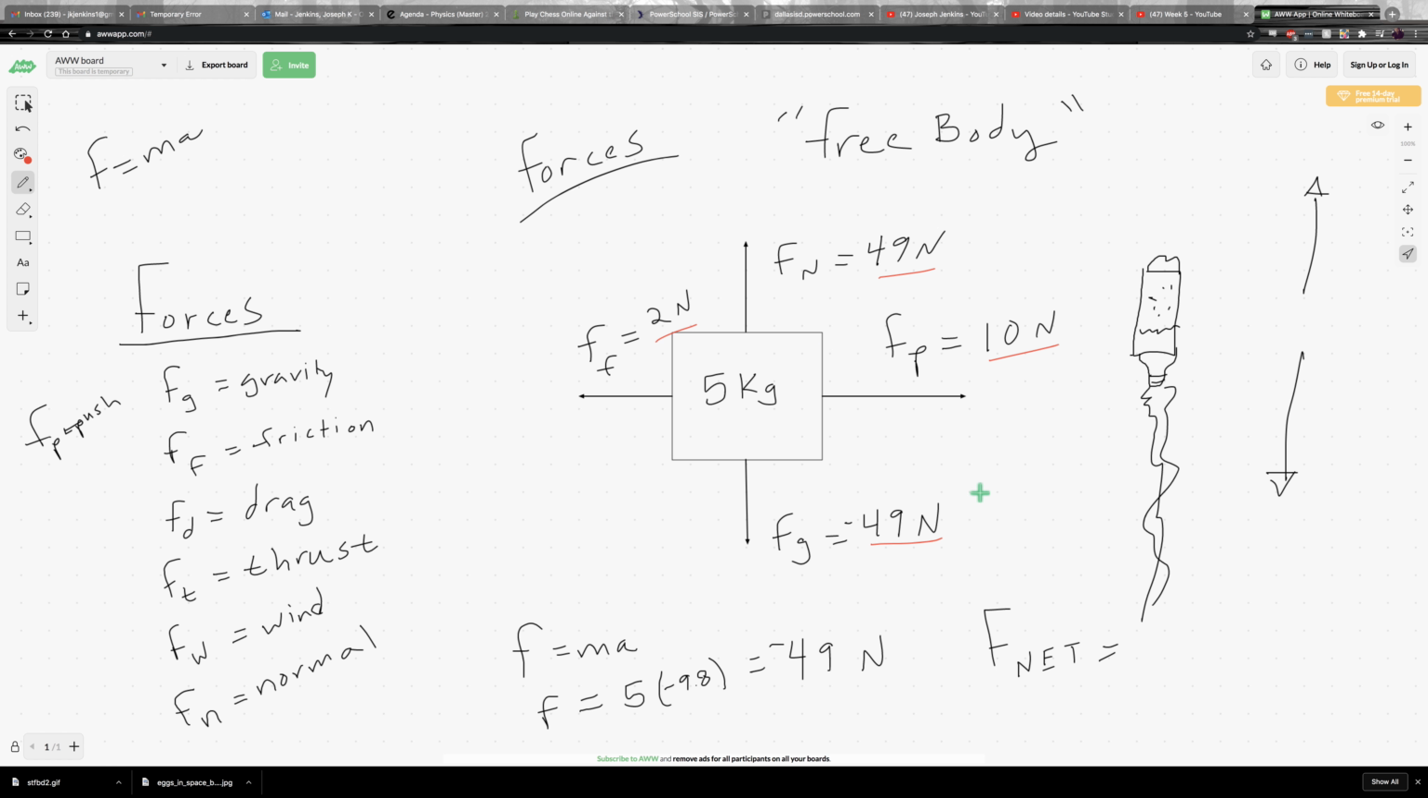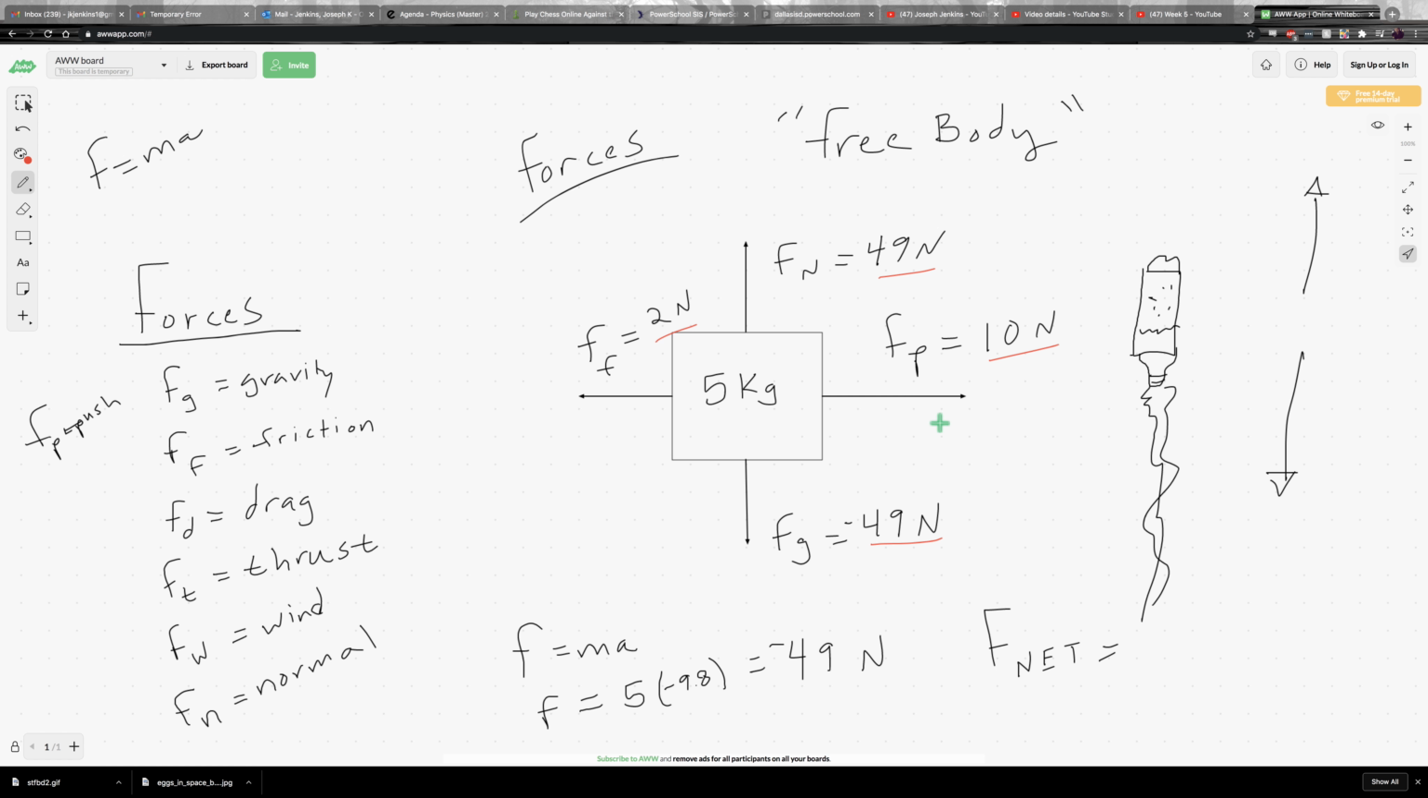Why? Because there's a net force acting on it. One of these forces is bigger than all the other ones. This one and this one cancel each other out, and this one and this one don't cancel each other out. 10 is much bigger than 2, so it's going to move to the right. It's going to accelerate to the right.